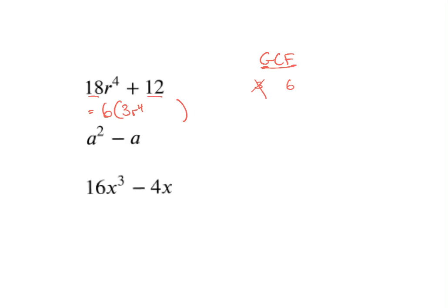And then when we were doing the distributive property, we multiplied every term. So here we're going to divide every term. So the 12 divided by the 6, 12 divided by 6 gives us 2. So we end up with 2.